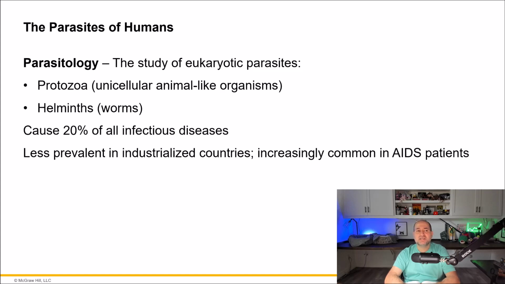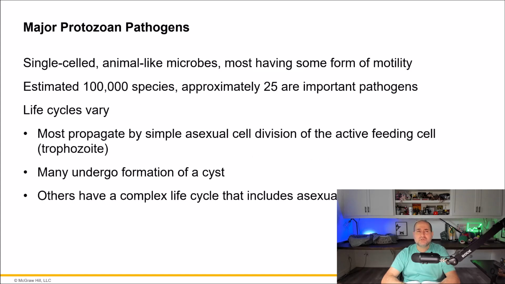We're talking, again, protozoa, helminths, the cause of 20% of infectious diseases. These are, of course, now much less prevalent in industrialized first world countries, but they are still quite common in developing areas. So let's start with the protozoan pathogens.